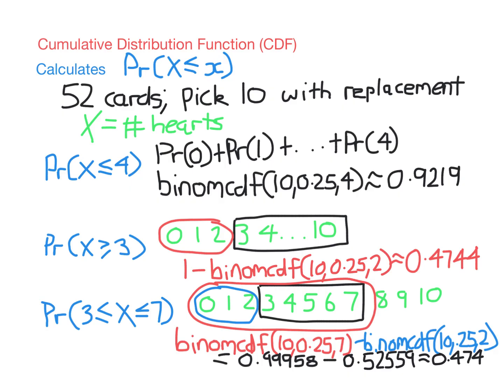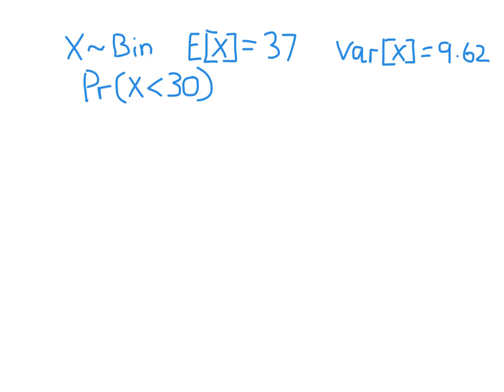All right, let's now finish with a question involving the mean and variance. Here we're told x follows a binomial distribution. This is the expected value. This is the variance. We want to find the probability x is less than 30. Now we can't possibly find probabilities in a binomial distribution unless we find n and p. So that's got to be our first goal here.